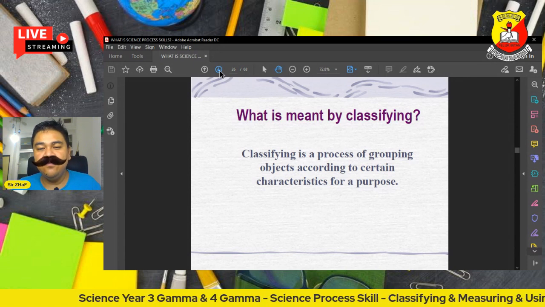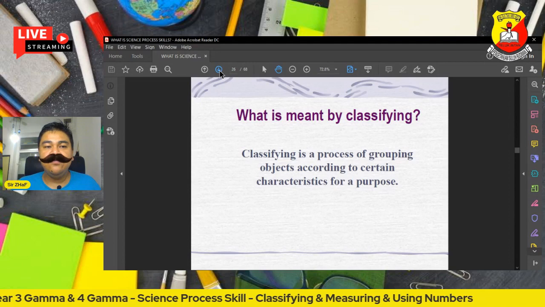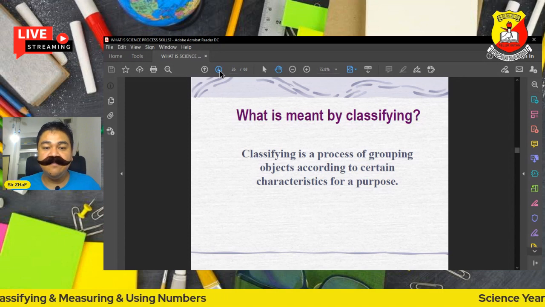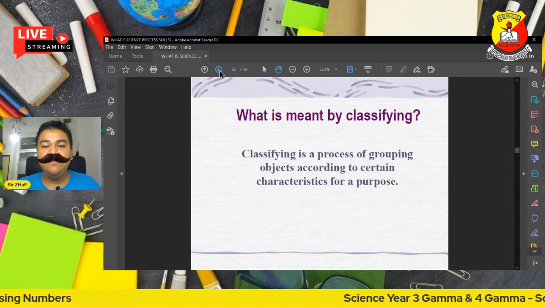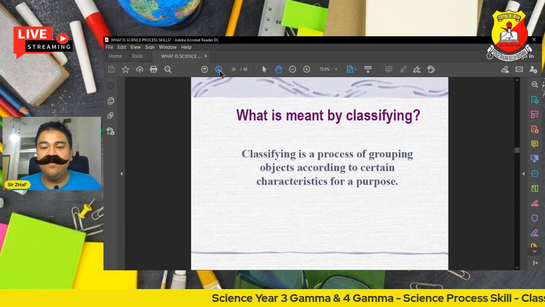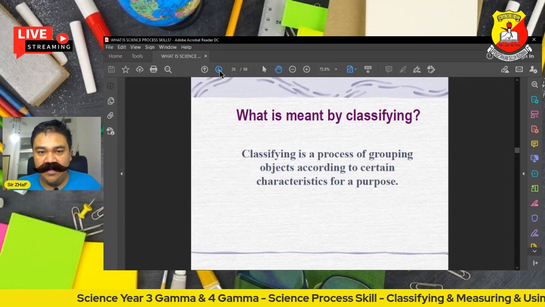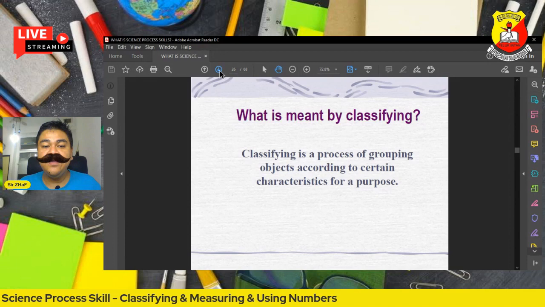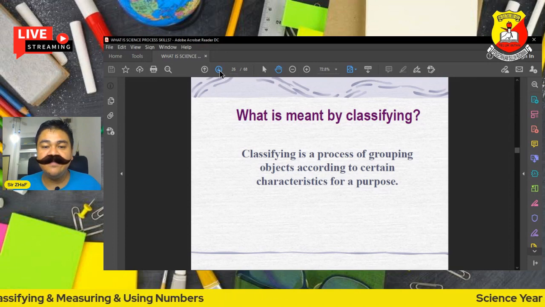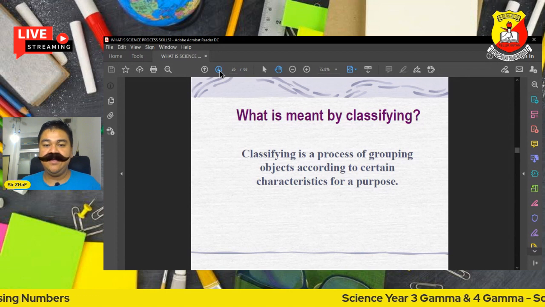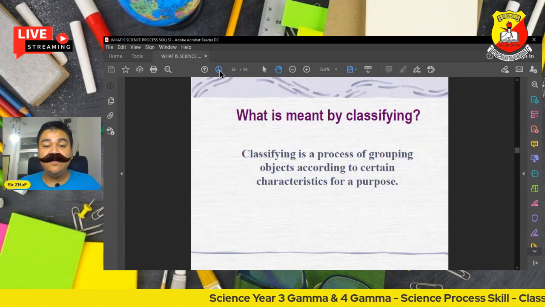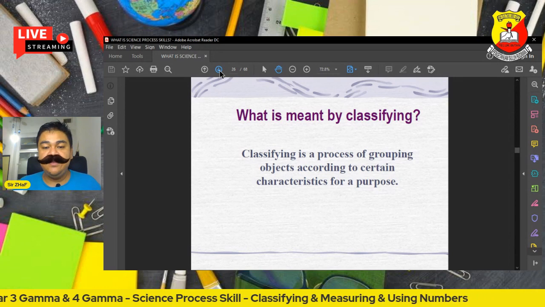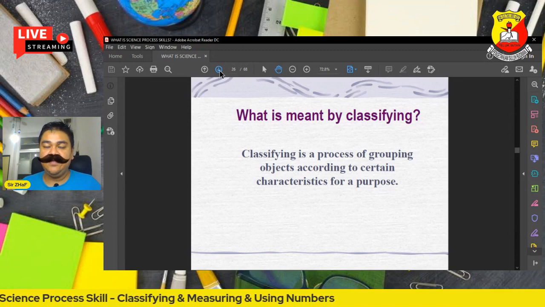If the purpose is to group objects with the same color, then the purpose is the same colors. So before you group objects, you must know the purpose of that classifying. Again, classifying is a process of grouping objects according to certain characteristics for a purpose. What is the characteristic? You can use either the same characteristic or different characteristics.